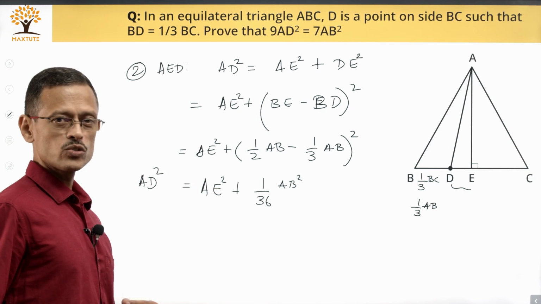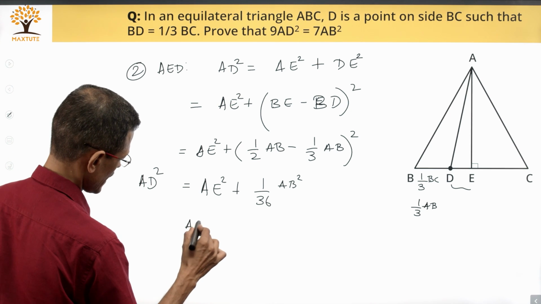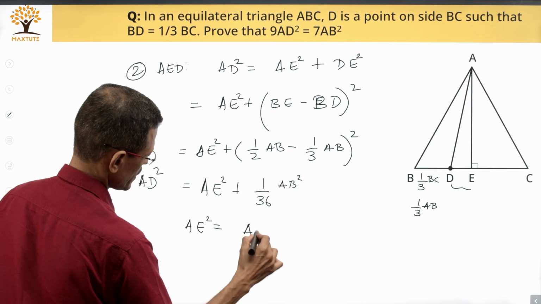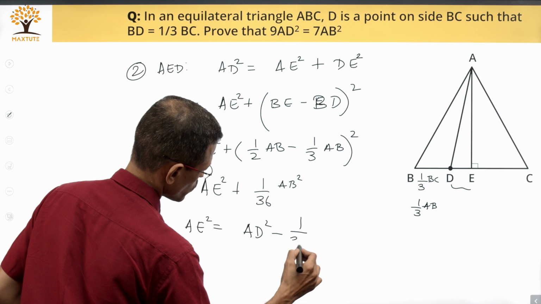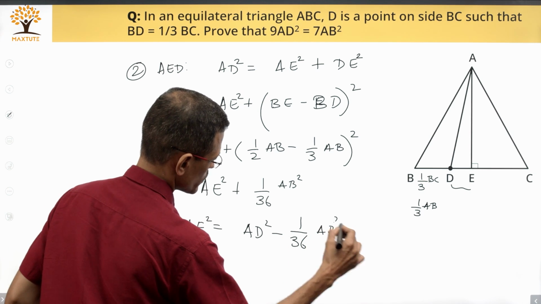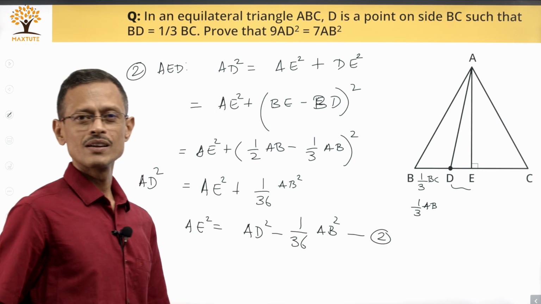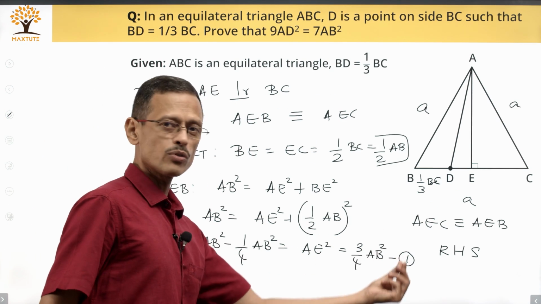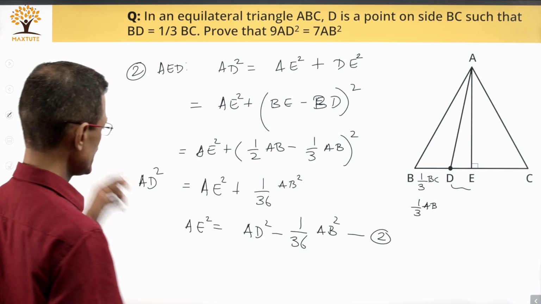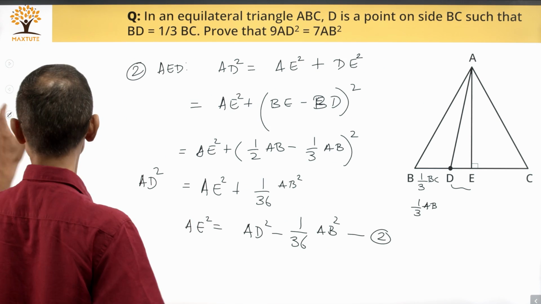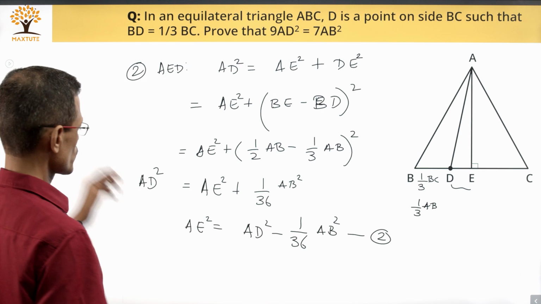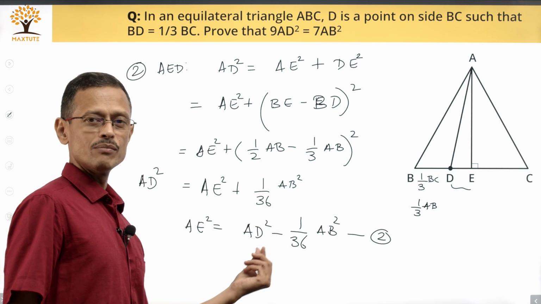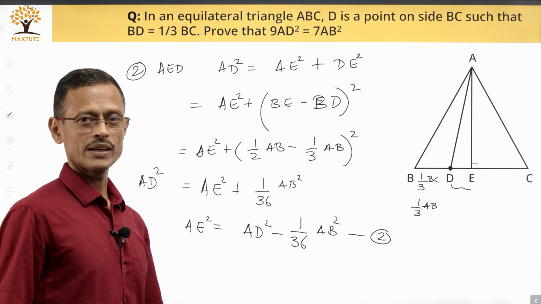I'm going to keep AE square on one side. So AE square will be equal to AD square minus 1/36 AB square. This is equation 2. Let's go back to equation 1. Equation 1 is AE square is equal to 3/4 of AB square. Now we have equation 2 where AE square, the same AE square, is equal to AD square minus 1/36 AB square.